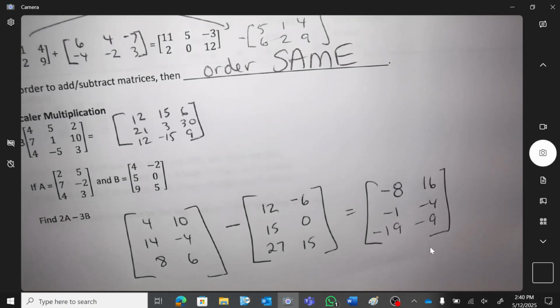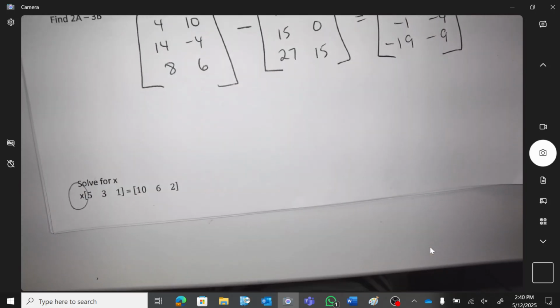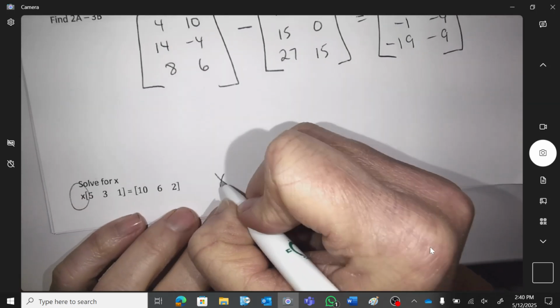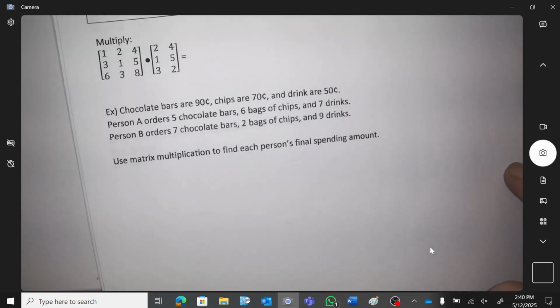Is that a negative 19? Good. And then the last one is, well, what would the coefficient scalar be if I had to pick something there? 2. Because 2 times 5 gets you to that 10. Okay, so that's basics.